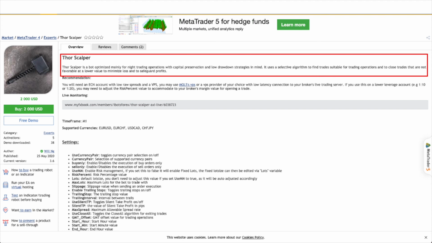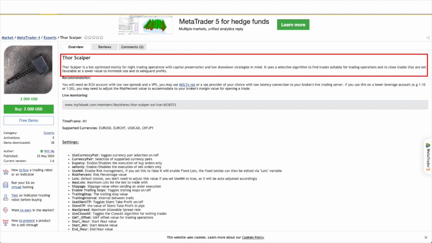The EA was authored by Will Ng and published on the MT5 market on 25 May 2020. The current version stands at version 3.6. Our analysis has shown that this is a good performing EA. One would have thought that this EA should have attracted a lot of attention. However, there are no reviews of the EA or any third-party comments on the webpage. Maybe the author is not doing enough to promote the expert advisor.